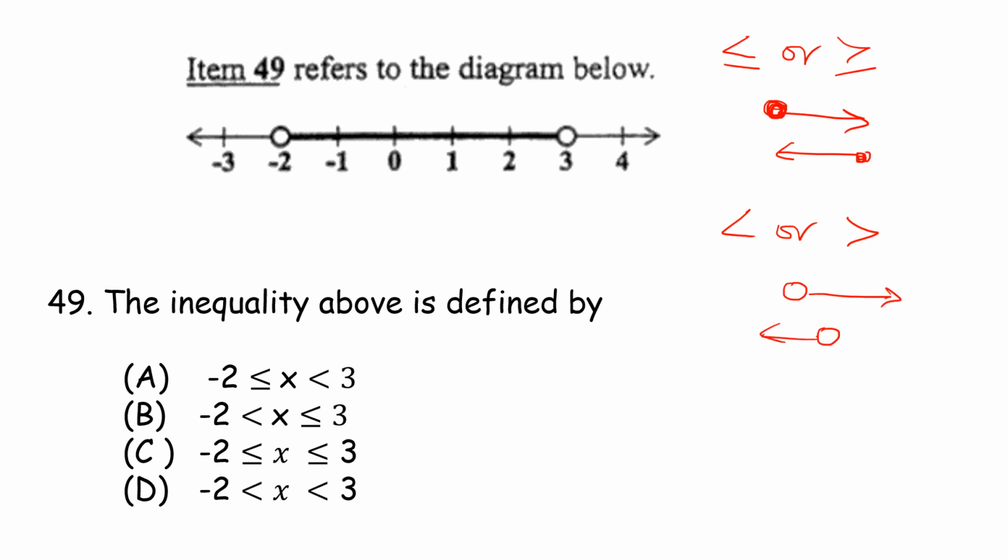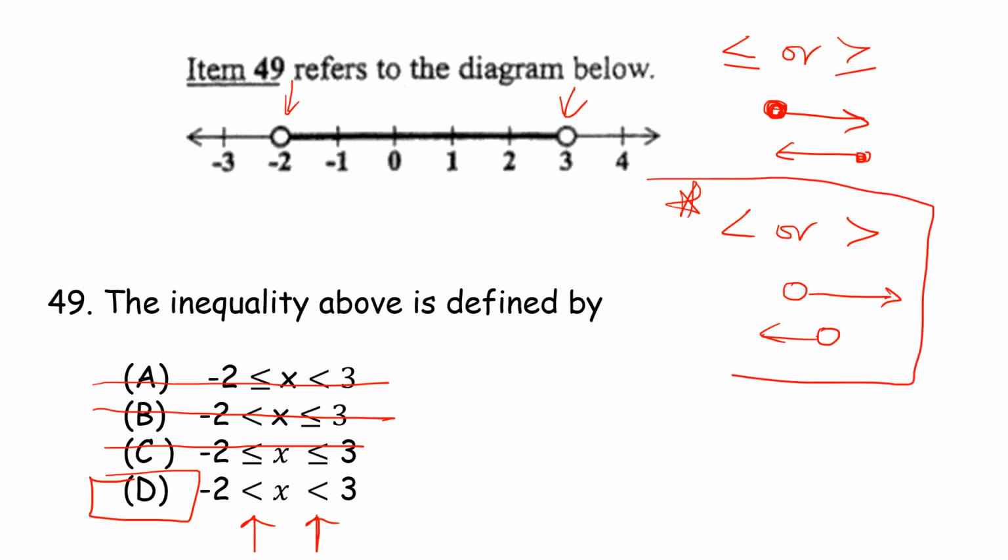So that eliminates A, because our circles here are open, so they can't have any line for equals to. So that eliminates C, and it also eliminates B. So the answer has to be D, because we have these symbols and the circle is open. So the answer is D.